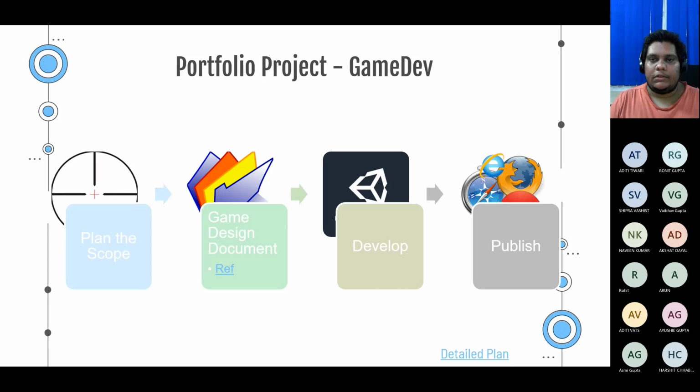So, the general pipeline that we follow is written on the screen. First, you plan the scope of the project. This will basically include narrowing down what genre you want to work in. Is it going to be a shooting game, an endless runner, an adventure game, some kind of activity game? This is where you jot down an idea of what you want to build, right?